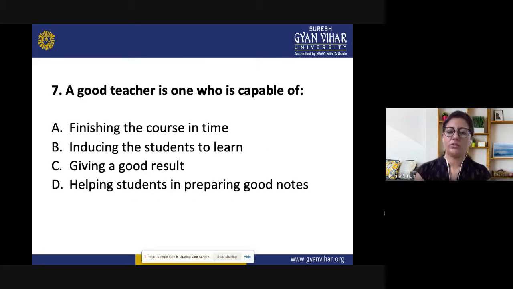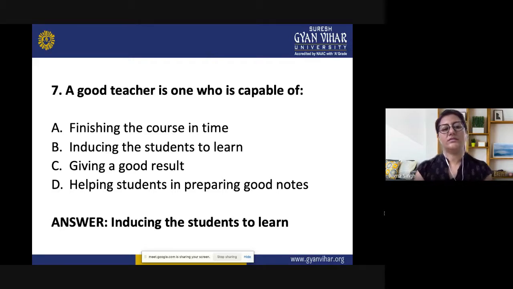A good teacher is one who is capable of finishing the course in time, inducing the students to learn, giving a good result, helping students in preparing good notes. So these are all our duties of the teachers definitely, but which one is the option which creates an effective and good teacher? The answer is inducing the students to learn. So whenever a teacher is inspiring, giving advice, giving guidance, inducing the students to learn, that teacher will be considered as an effective and proficient teacher.